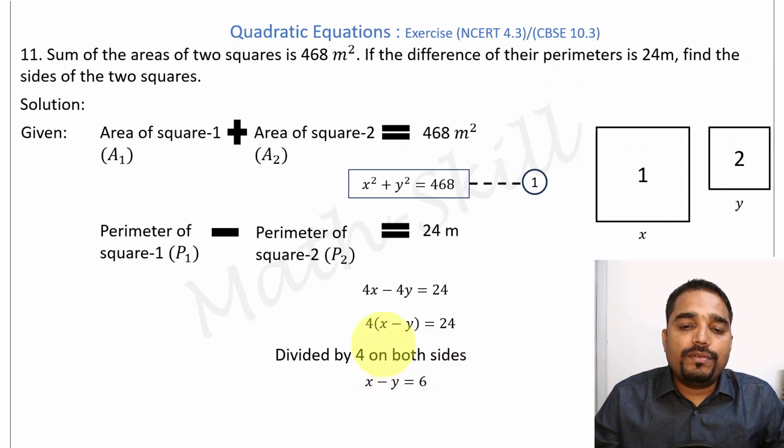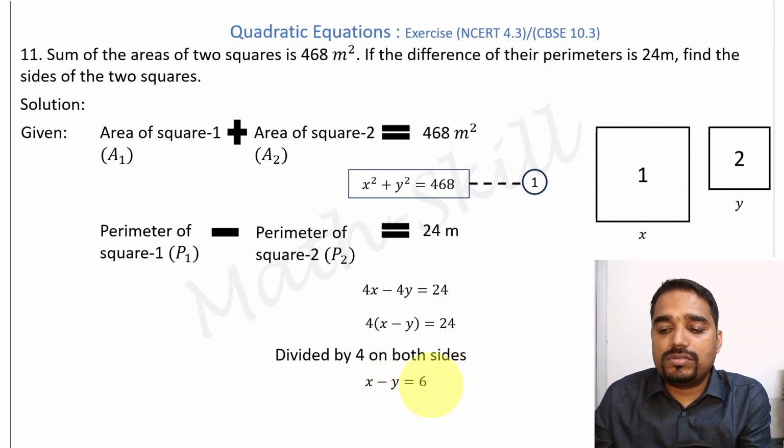So dividing by 4 on both sides, 4 will get cancelled, and here 24 by 4 is 6. That is, x minus y is equal to 6, or upon transpose of y towards RHS, minus y would become plus y. That is, x is equal to 6 plus y, or y plus 6. That is what we have got here.